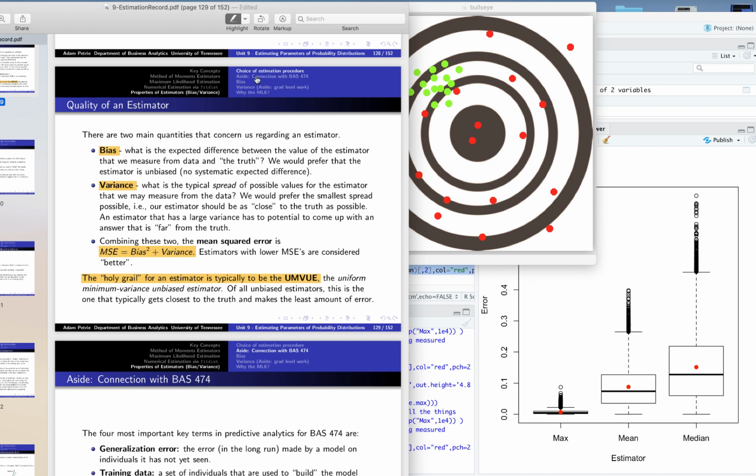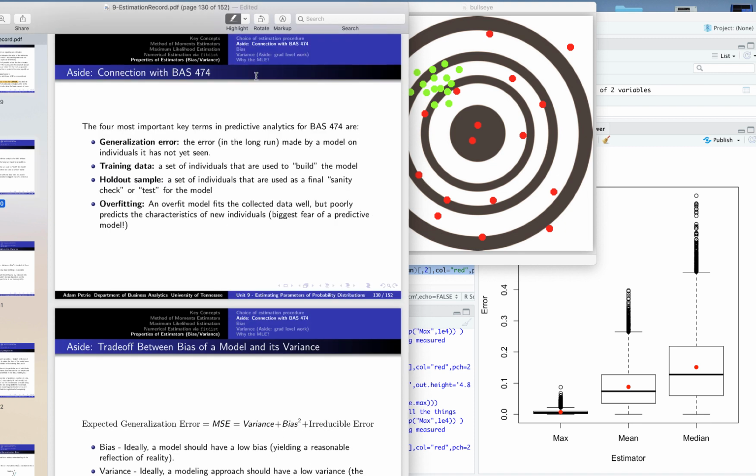Now, there's a bit of tie-in, actually, back with BAS 474, with predictive modeling and how the predictive model was selected. If you think back to that class, when you were developing a predictive model, you didn't really care how well it fit the training data, the data that you already collected, because you already knew the answers to those individuals anyway. You want to know which model is going to make the best predictions on as yet unseen individuals, new individuals that are going to be coming our way. We want a predictive model that's going to get those people right, whose answers we don't know ahead of time. And so in 474, we were obsessed with coming up with a model with the lowest generalization error.